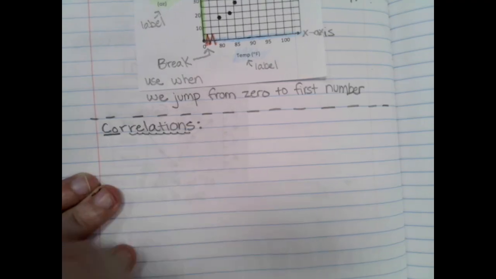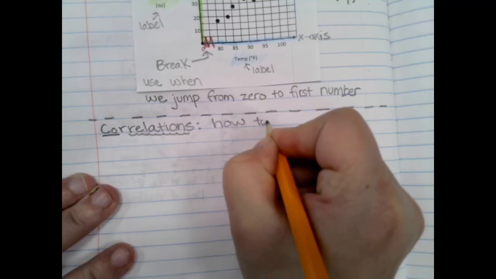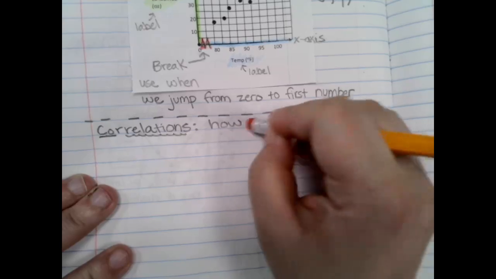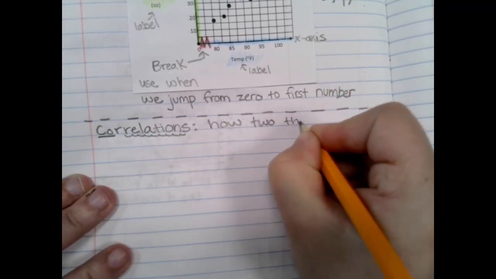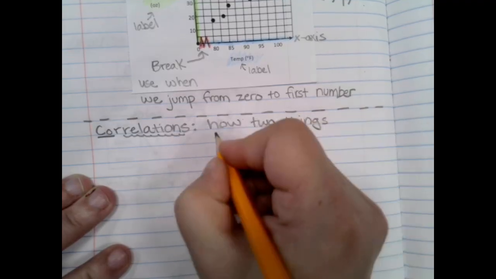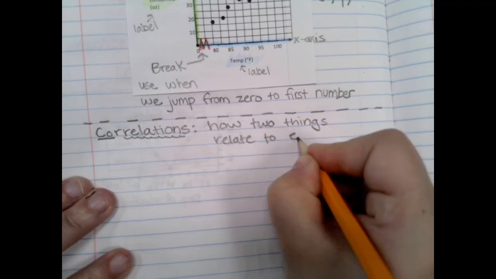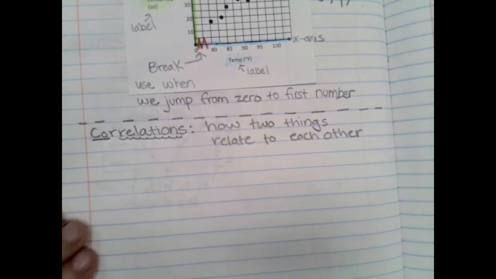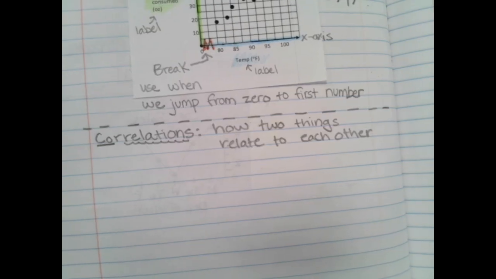So two things together, and what's our base word here? Relation. So we're really looking at how two things relate to each other. Okay, and that's really what a correlation is: it's relationship, relating, and it's two things, so two things together.